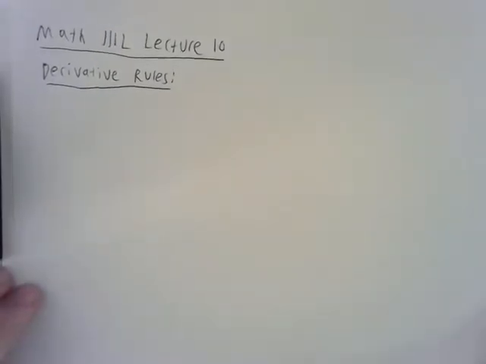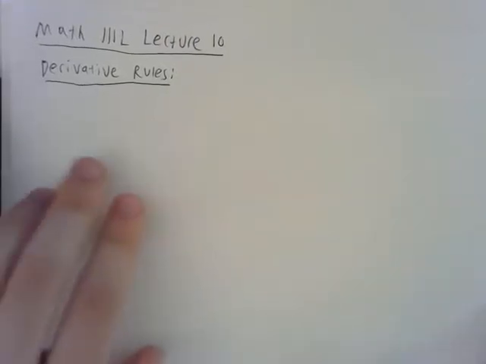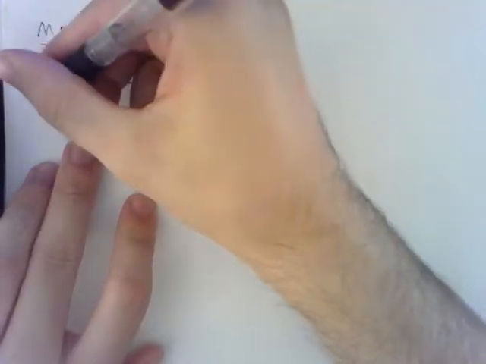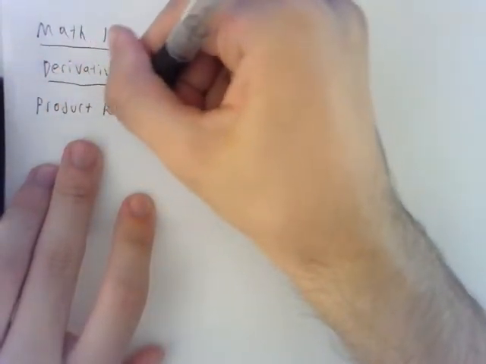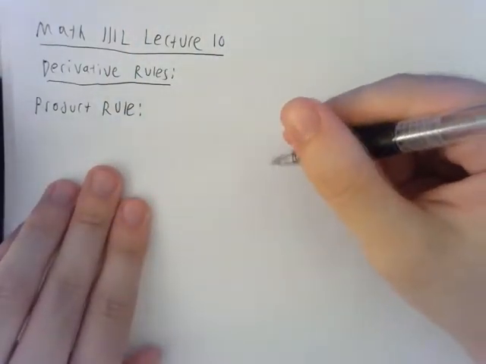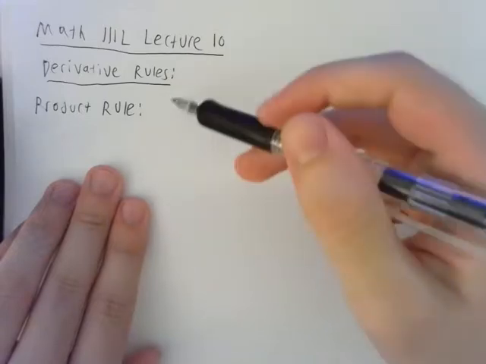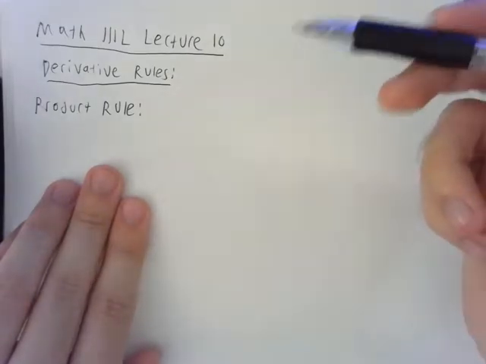Okay, so in this lecture I'm going to be discussing a couple of new derivative rules. The first rule is the product rule. I showed you in class that if you want to take the derivative of a product, it's not as simple as taking the product of the derivatives.